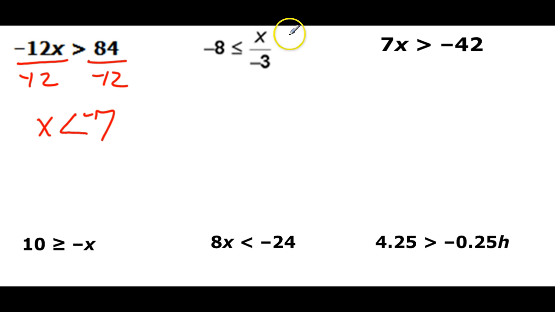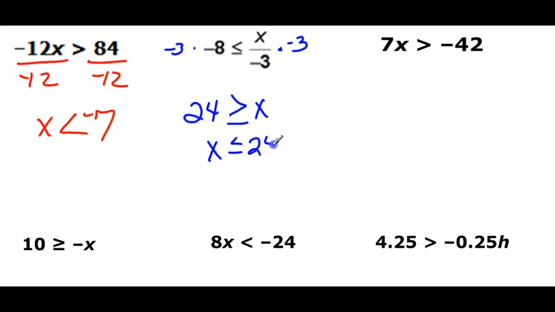Correct. Okay, next one. Get the x by itself. Multiply both sides by negative 3. Flip or not to flip? Flip. All right, and that's going to give me 24 is greater than or equal to x, which is the same thing as x is less than or equal to 24. Pick any value less than 24. How about 0? And put it in here. 0 divided by negative 3 is 0. Negative 8 is less than or equal to 0.